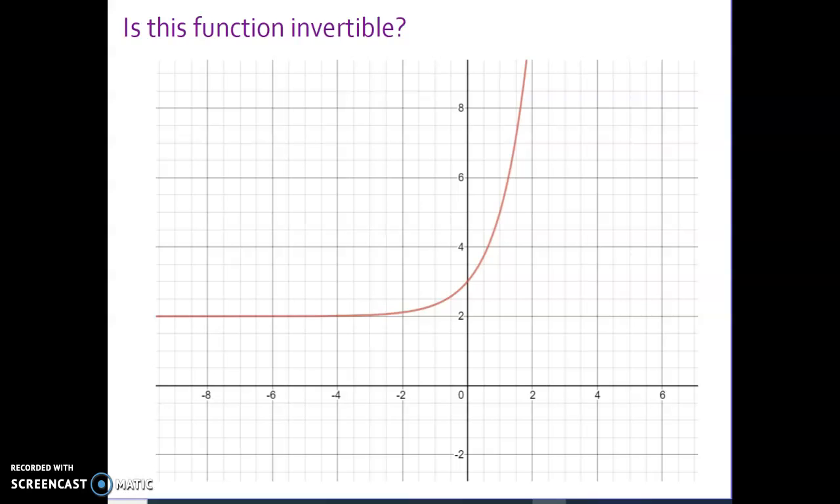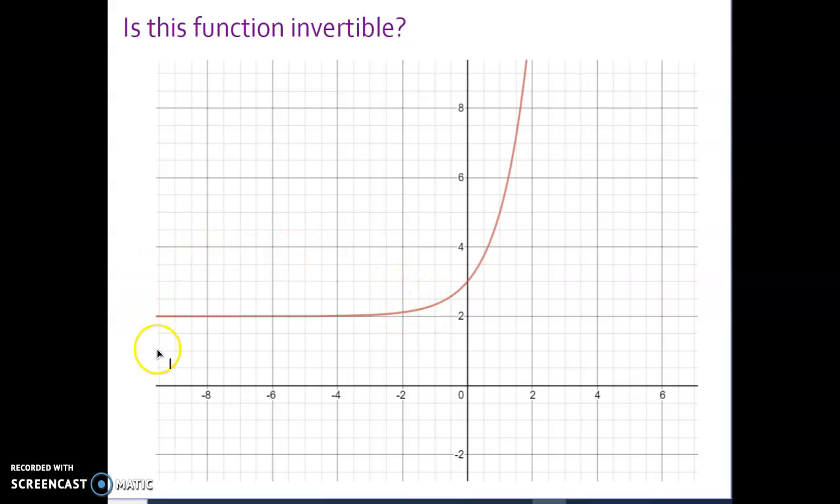All right, let's try one more. How about this one? Let's see if this function is invertible. All right, before I show you the answer, do you recognize the parent graph on this one? Do you know what this one is? Well, this one is exponential growth. You can see my anchor point move from 1 up here to 3, right? It's had a +2 on the end of it, but it is exponential growth.